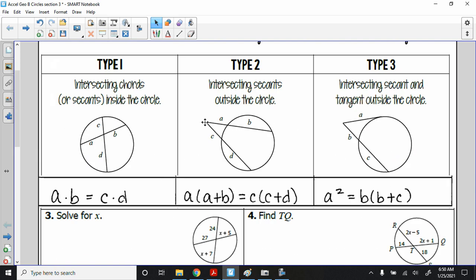Type 2 is if you have that angle outside, you have two secants. That outside portion would be A, and that inside portion would be B. The math is you take your A, put it in front of parentheses to distribute whatever A plus B is. On the other side of the equal sign, C in front of parentheses to distribute the sum of these two. So let's look at type 2.